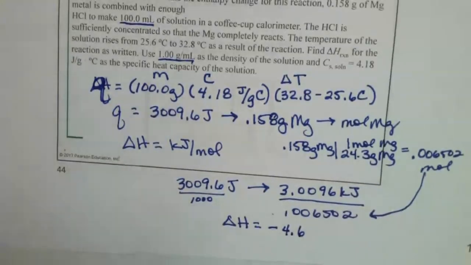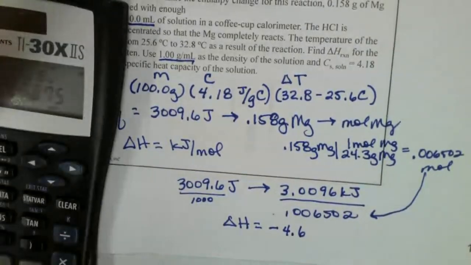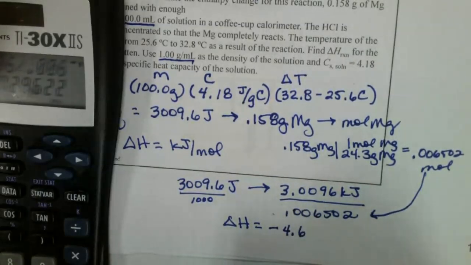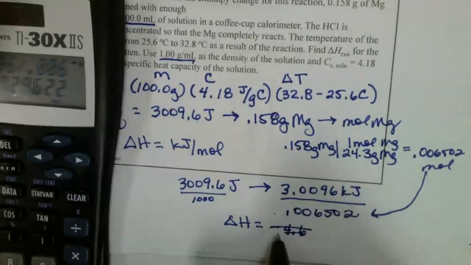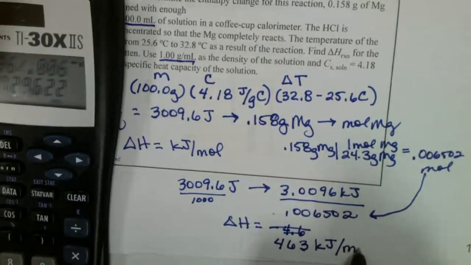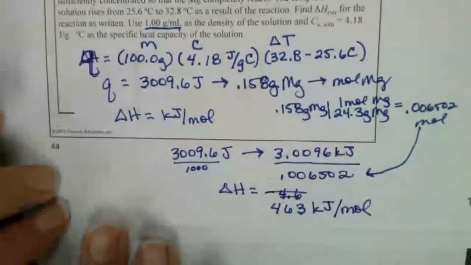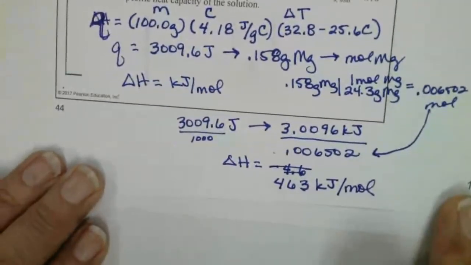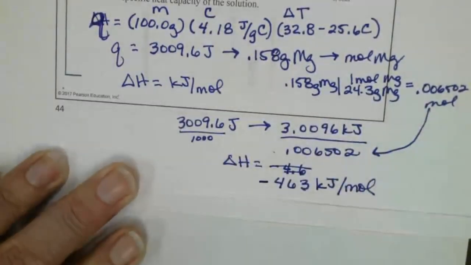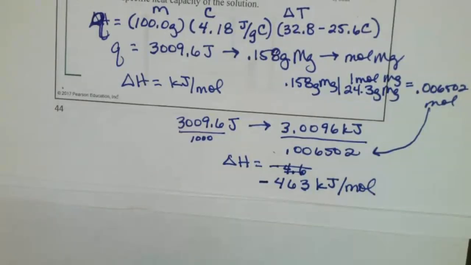Well, I apologize. I worked this problem before, but my handwriting is so bad I can't read it. 3.096 divided by 0.006502 gives 463 kilojoules per mole. And since I know that the heat went up, I know that is a negative value.